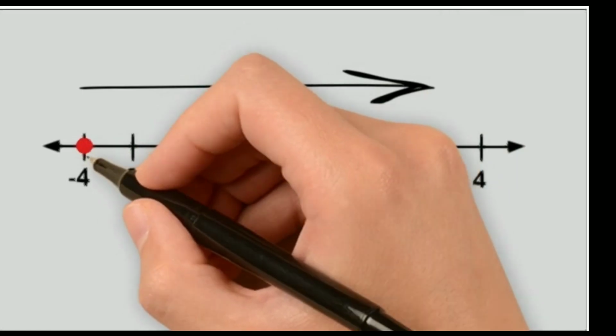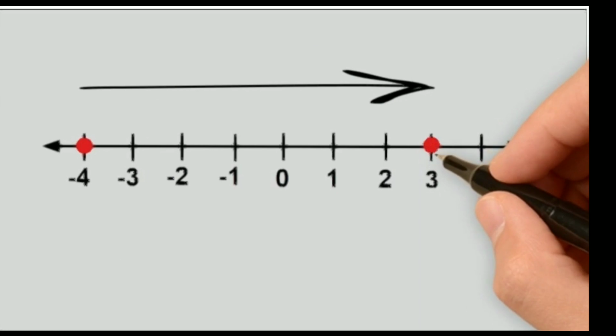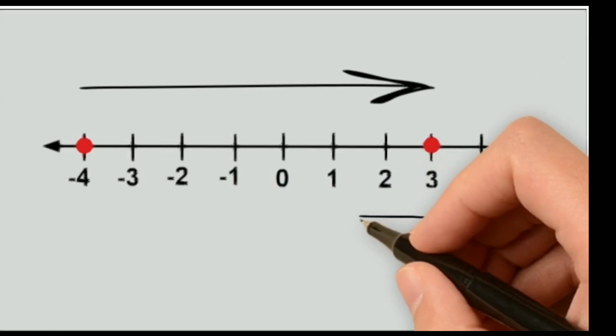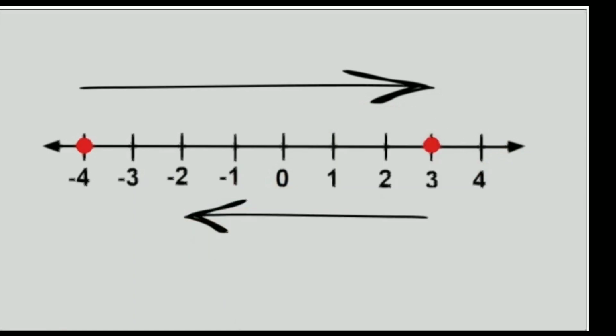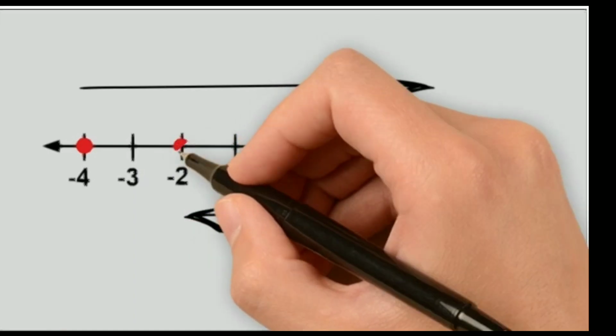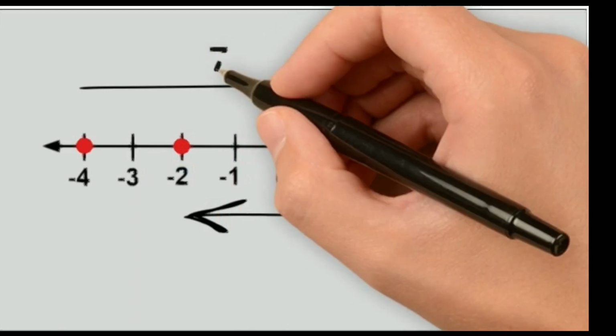Let's say we started at -4 and we travel to position 3, and then after that we travel from position 3 to position -2. What is the distance traveled by the object or the particle? And what is the displacement?